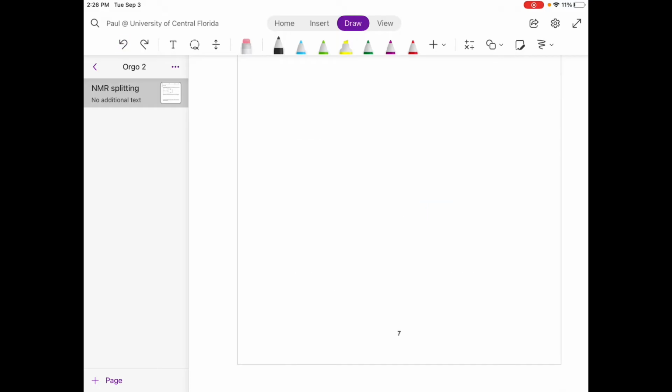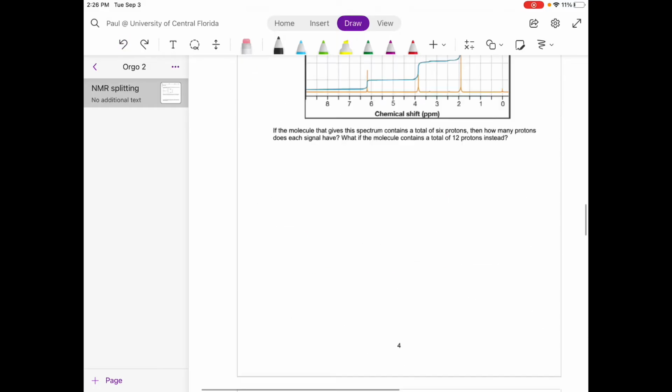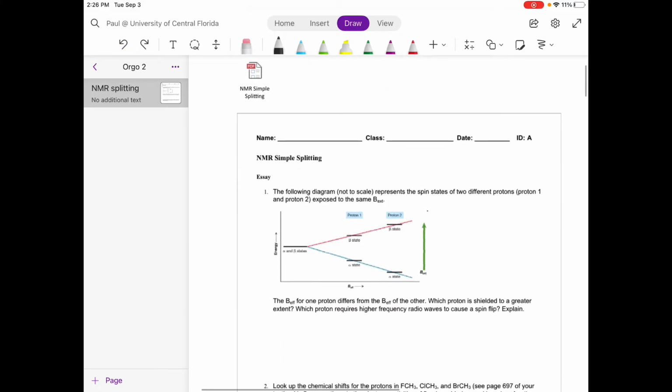Now the question is, what is it asking? Which proton is shielded to a greater extent? That would be proton 1 is shielded because the gap there is smaller than that gap.